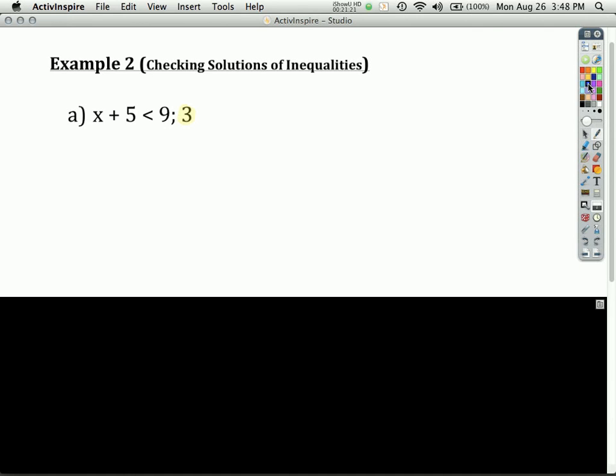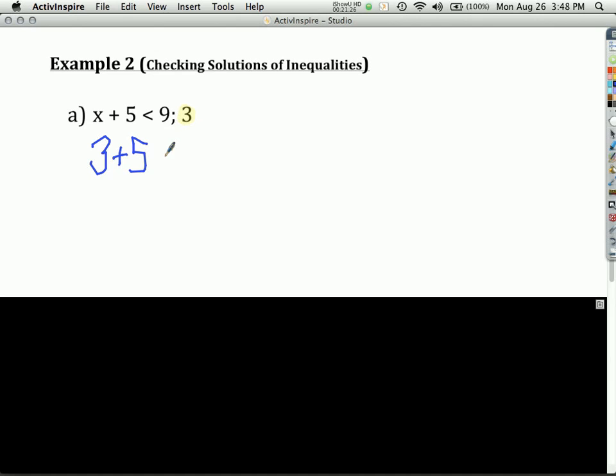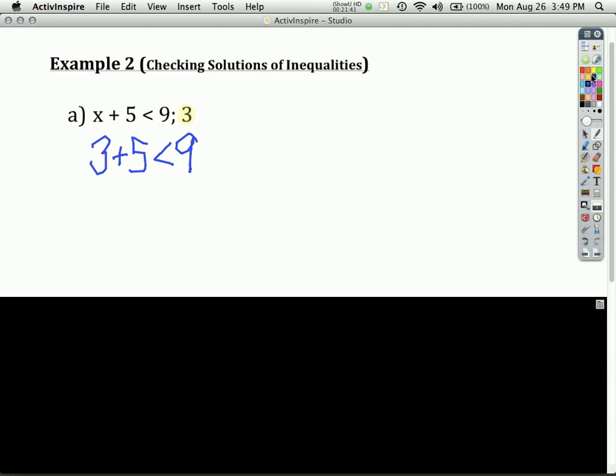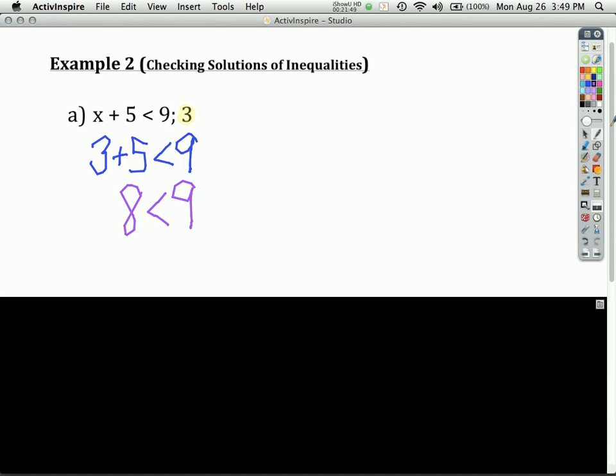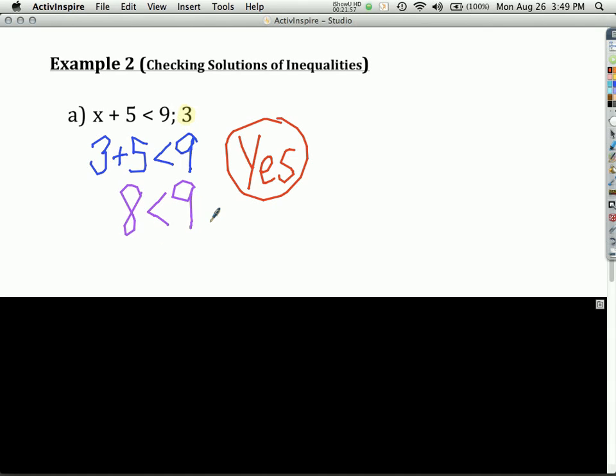So we will plug in the 3 plus 5, and I'm asking right now, is that less than 9? Is 3 plus 5 less than 9? So is that a true statement or a false statement? True. It is true, because we have 8 is less than 9. That's a true statement, which means 3 is a solution to this inequality. So the answer is yes, and this proves it.